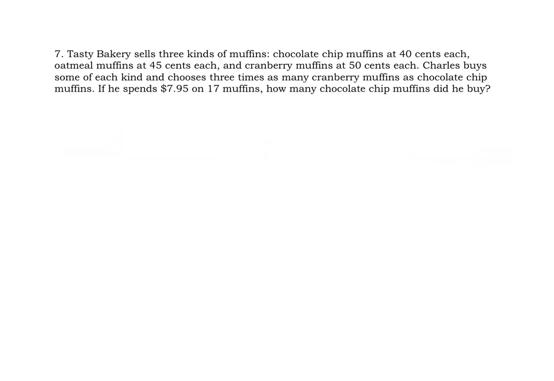Okay, Tasty Bakery sells 3 kinds of muffins. Chocolate chip muffins at 40 cents each, oatmeal muffins at 45 cents each, and cranberry muffins at 50 cents each. Charles buys some of each kind and chooses 3 times as many cranberry muffins as chocolate chip. Oh, well, there's my comparison, so I need to make sure I keep track of that. 3 times as many cranberry as chocolate chip.